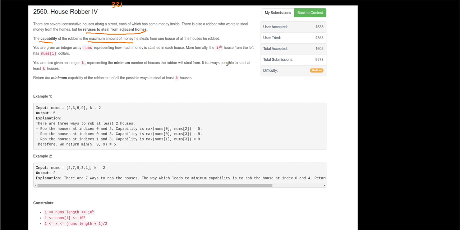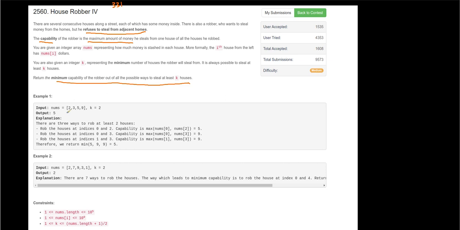You are given an integer array nums representing how much money is stashed in each house. More formally, the ith house from the left has nums[i]. You are also given an integer k representing the minimum number of houses the robber will steal from. It is always possible to steal at least k houses. Return the minimum capability of the robber out of all the possible ways to steal at least k houses.